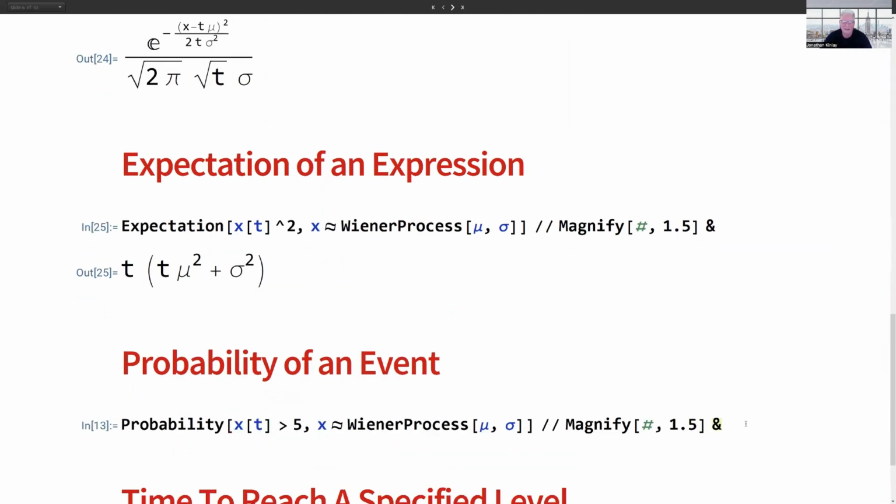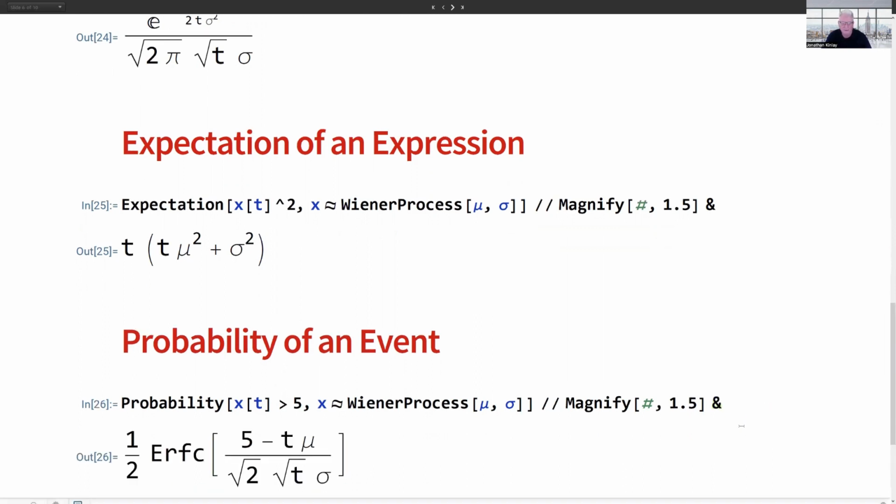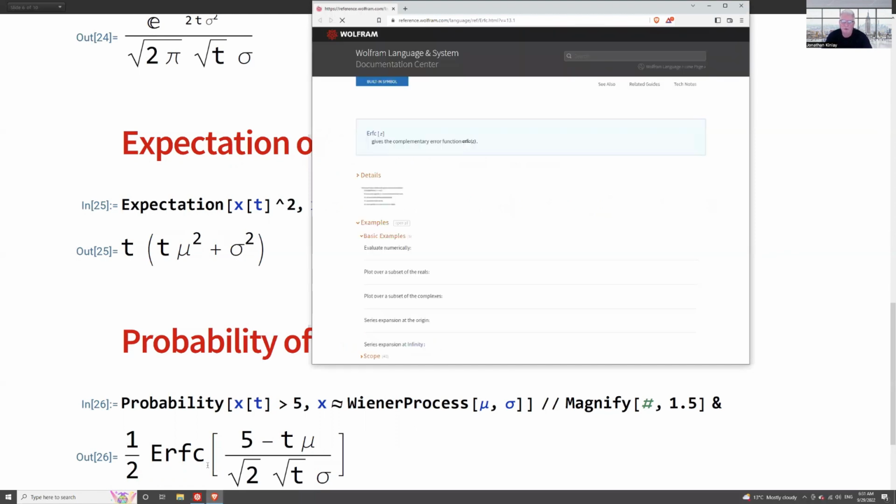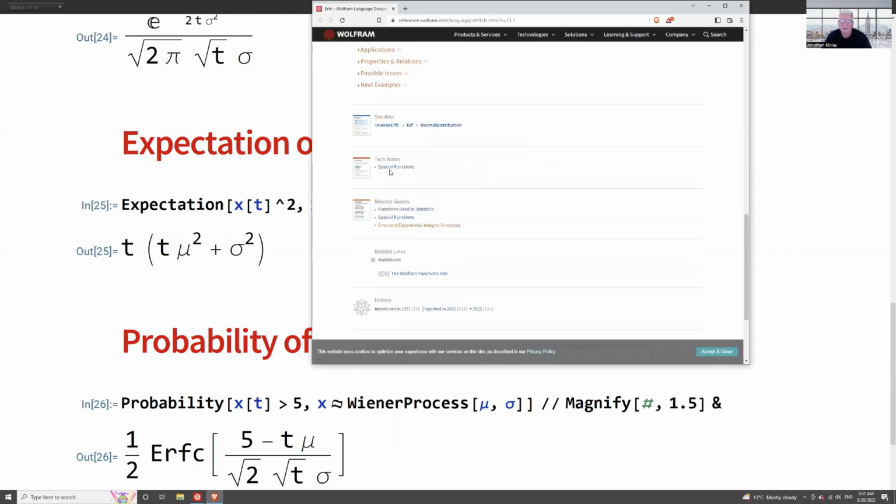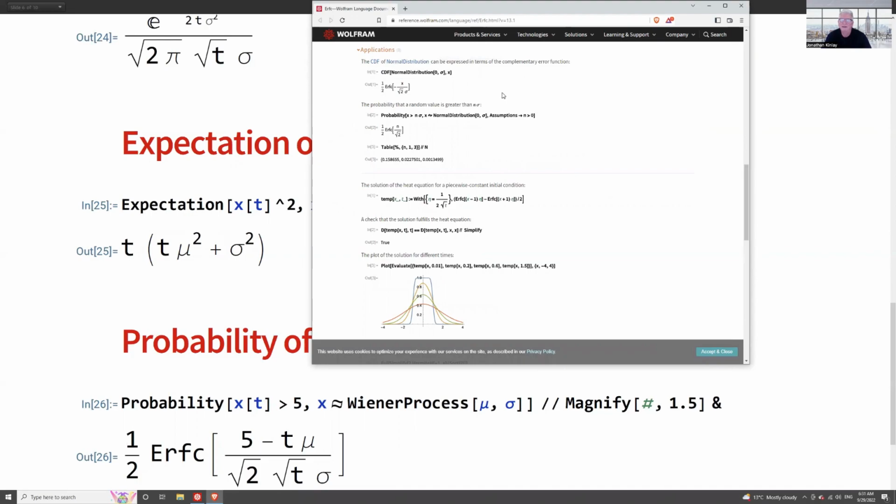Likewise, we can easily calculate the probability of an event. So again, if x is a Wiener process with parameters mu and sigma, then the probability that at time t, x will exceed the value 5 is given by this expression, 1/2 of the complementary error function of (5 minus t times mu) divided by (square root of 2t times sigma). The complementary error function is merely a convenient way of describing the CDF of the normal distribution.